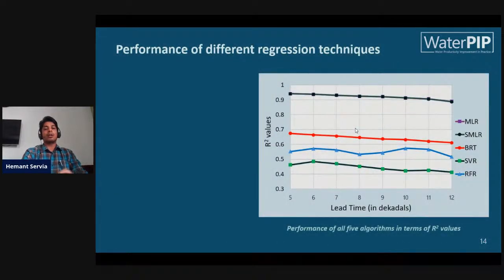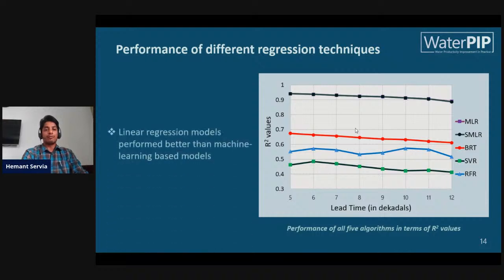In the whole of this development of models, 5 regression algorithms were tested. 2 of them were linear models and 3 of them were machine learning models. The 2 linear models were the MLR, that is the multivariate linear regression, and the second one was SMLR, that is the stepwise multivariate linear regression. And the 3 tested machine learning models were BRT, that is the boosted regression trees, SVR, that is the support vector regression, and RFR, that is the random forest regression.